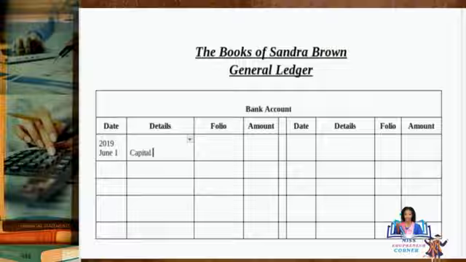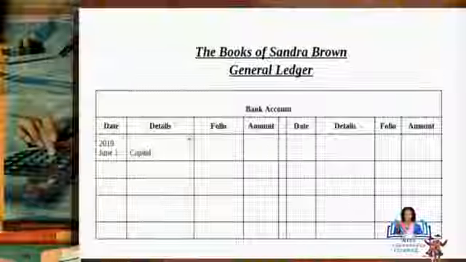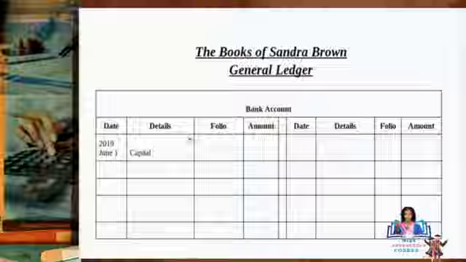The folio section right here is referring to where these accounts can be found. So in this case, we're referring to the ledgers. So where in the ledger can we find the capital account? Can we find the capital account in the purchases ledger? Can we find it in the sales ledger, or is it found in the general ledger?